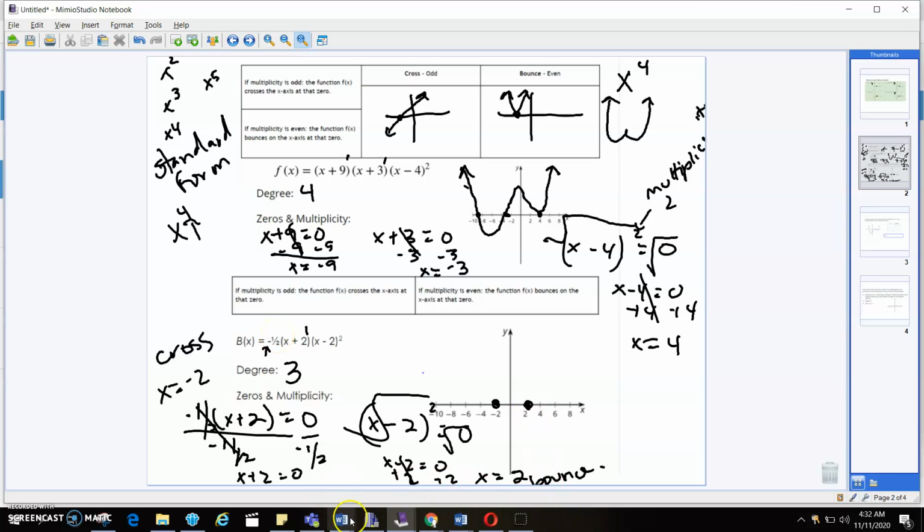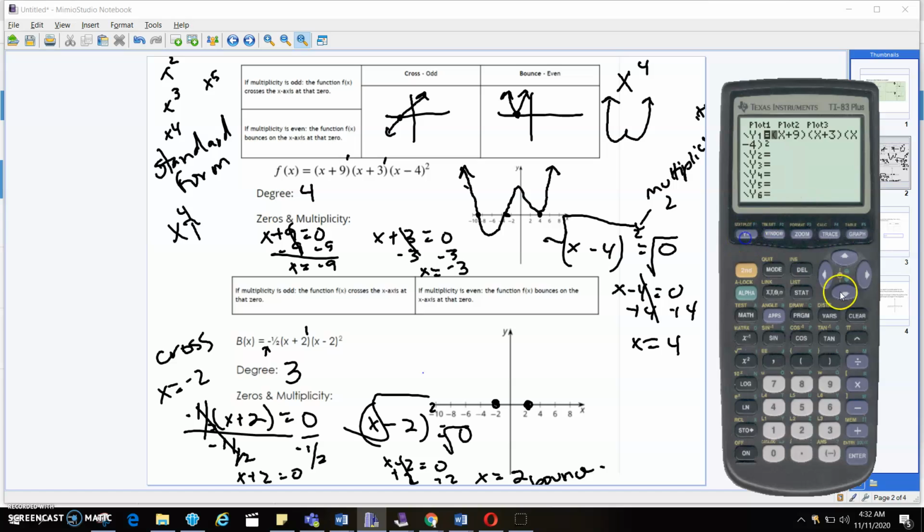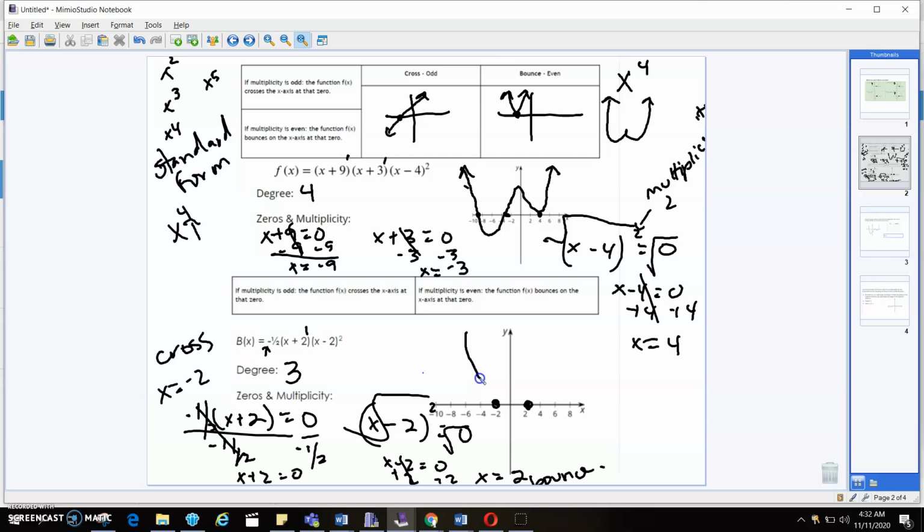Okay, so if I had a third degree polynomial, let's just look at what it would normally look like. Looks like this. But we've got a negative one, so it's going to go the opposite direction. So we're going to go this way, go down. This one's going to cross. And then I'm going to come back up. And then this one's going to bounce.